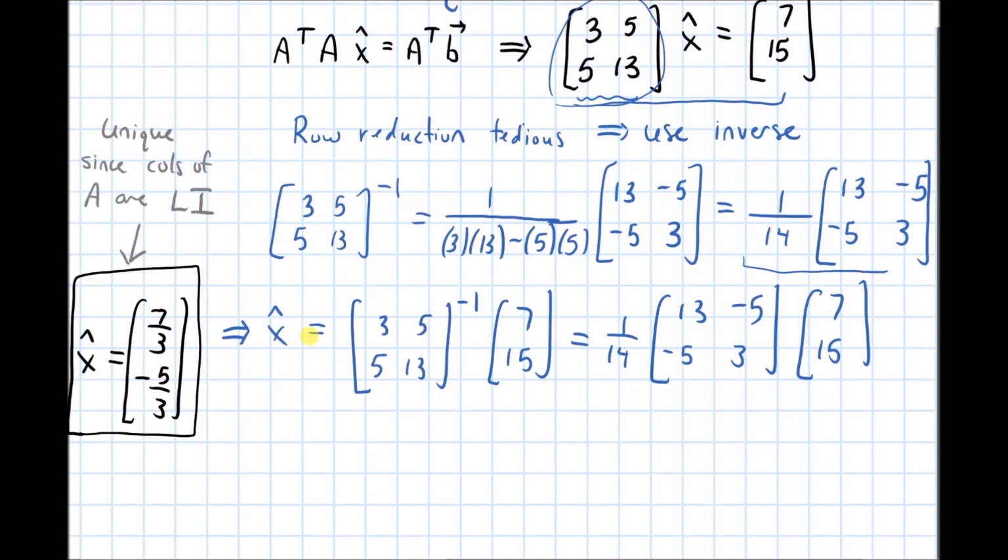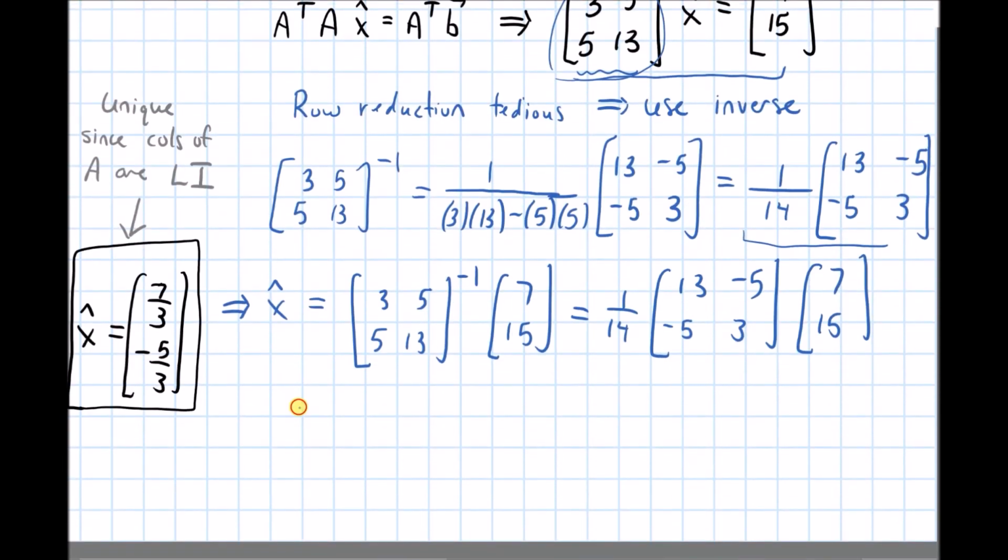Now working out this multiplication, we get 1 over 14 in front. If we multiply these, I'm going to do this quickly, we'll end up with 16 first and then 10 after that. And now we can distribute in the 1 over 14. So 16 over 14 becomes 8 over 7. 10 over 14 becomes 5 over 7.